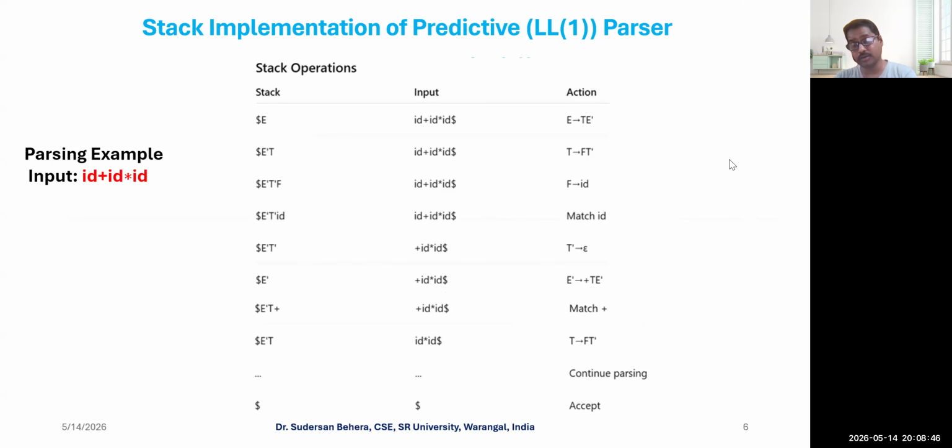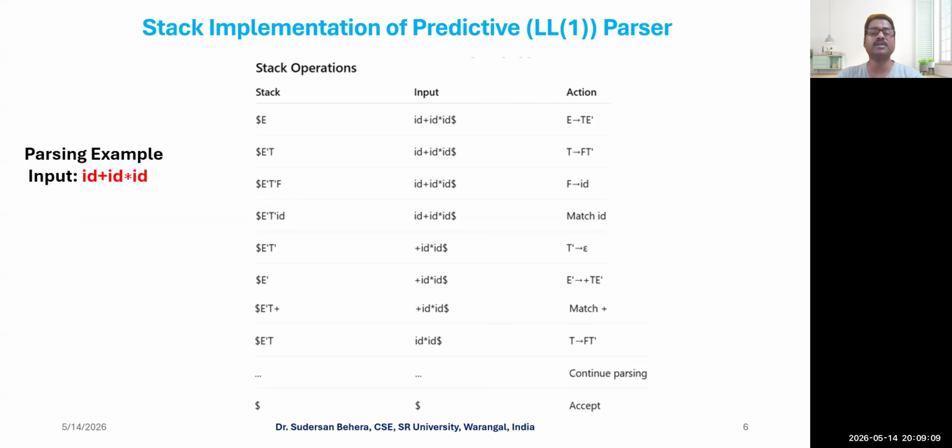One question will come to you in your exam. One grammar will be given, and an input string will be given. Definitely, you are going to use the first and follow method to construct the parsing table. After that, it will ask you to show the stack implementation of a top-down predictive LL1 parser for this grammar.